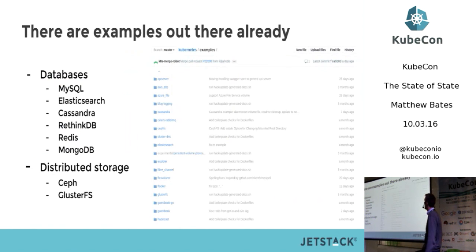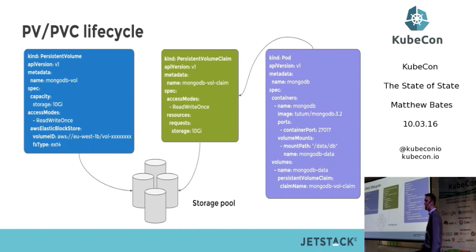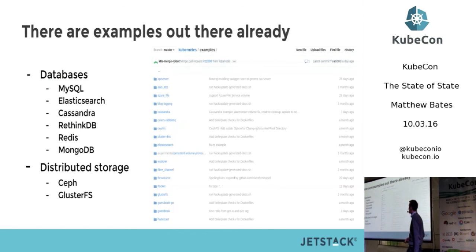So we can get so far with volumes and PVs. And there are a whole bunch of examples you can probably already find on GitHub on how to run databases on Kubernetes, such as MySQL, Elasticsearch, Cassandra, and Rethink. Has anyone deployed any of these using some of these examples? Yeah. So there are some great things already out there.